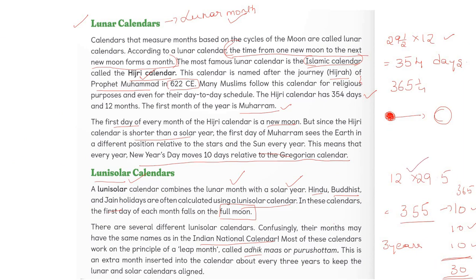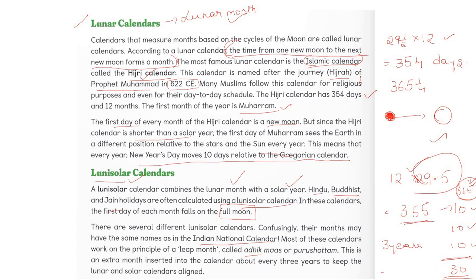Here it is lunar month, here it is solar year. According to lunar month they made 12 months, 29.5 days, and 355 days came. But compared with 365 days, compared with the solar year, we are 10 days behind. So every 3 years 30 days Adhika Masa was given. So here they took lunar month and a solar year, so it is called as luni-solar calendar.